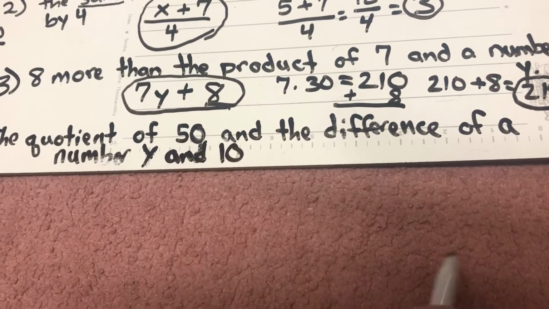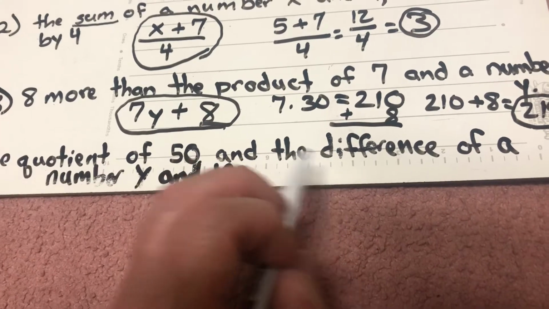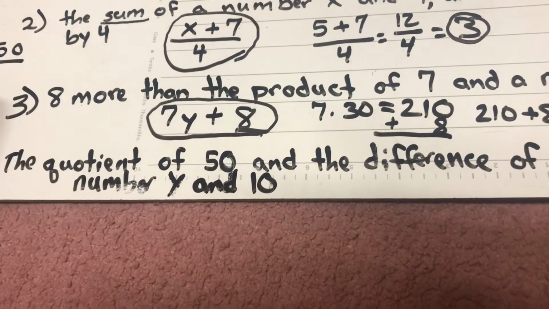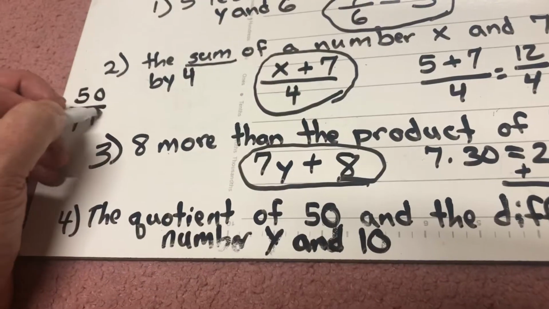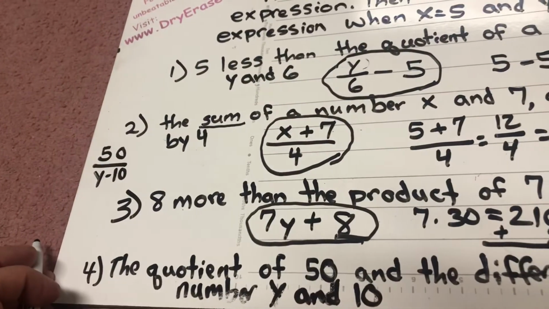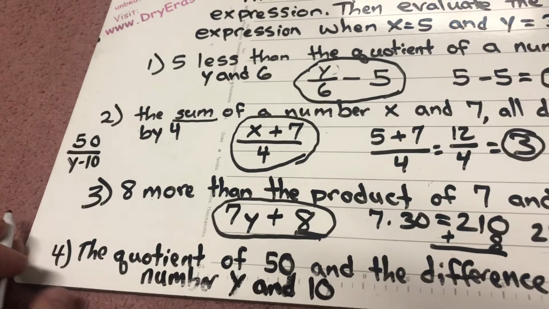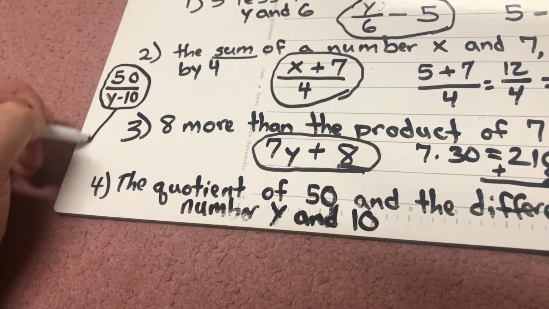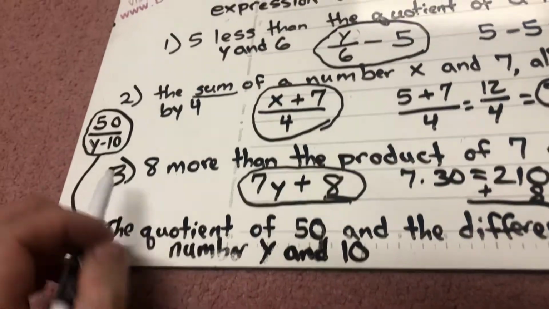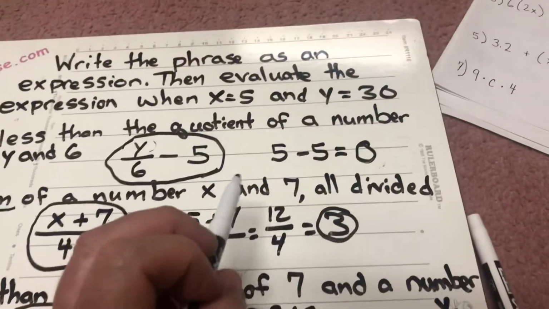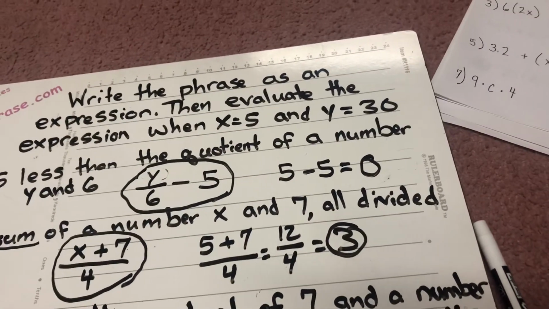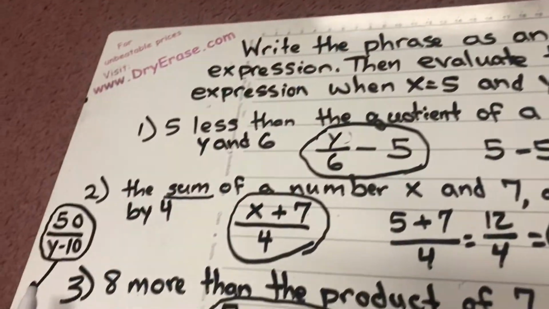Well, the difference, remember, is the answer to a subtraction problem. And it's a number y and 10. So that's y minus 10. So I come over here, and it's 50 over y minus 10. Well, so that's my original expression for number 4. But now I want to solve it. I go back to my directions, and once again it tells me that y equals 30.